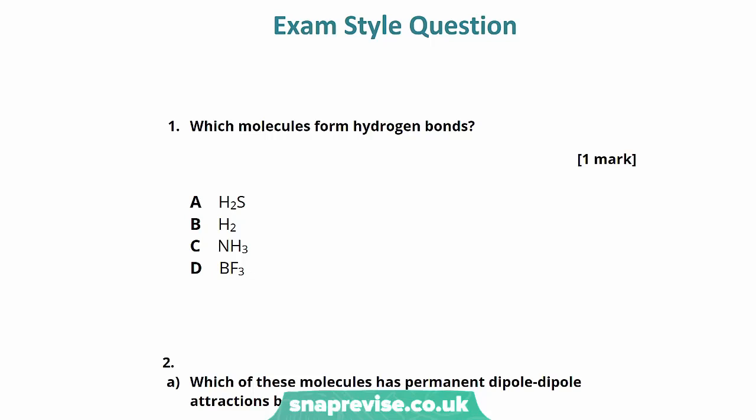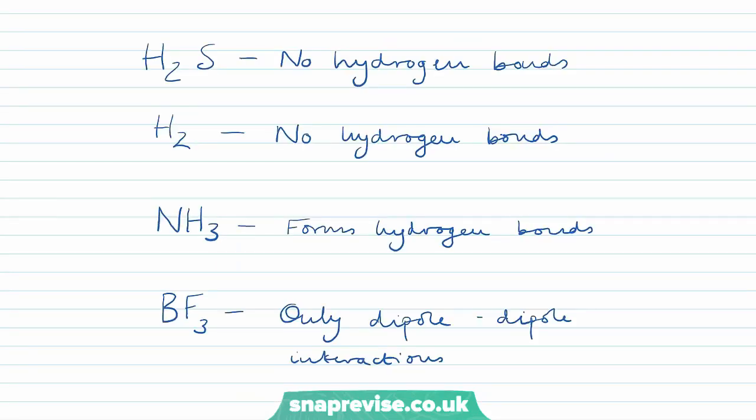So if we have a look at each of our options, we can see which one is most likely to form hydrogen bonds. In our hydrogen sulfide, we don't form hydrogen bonds. Sulfur is not one of the elements that when bonded to hydrogen is electronegative enough to allow for hydrogen bonds to form. So we can eliminate that. Although our diatomic hydrogen may first sound like it's the correct option, our hydrogen is not bonded to a more electronegative element, and so no hydrogen bonds form between the molecules of hydrogen.